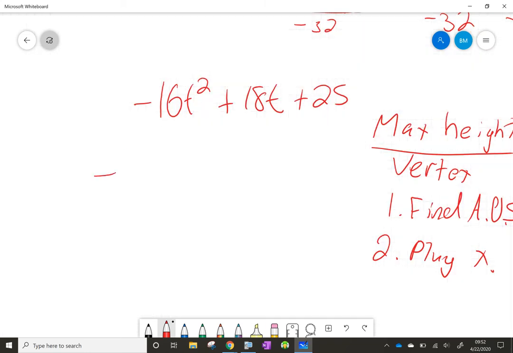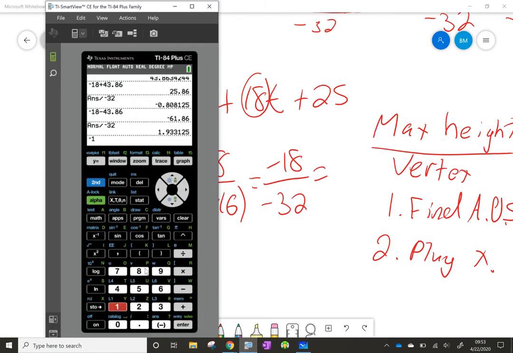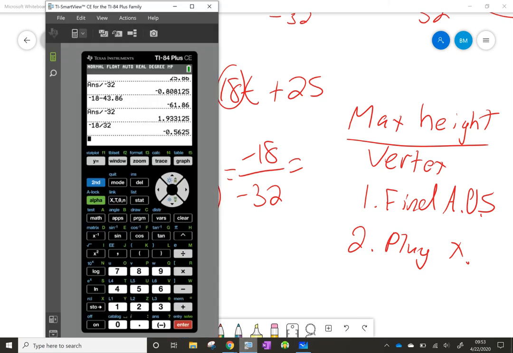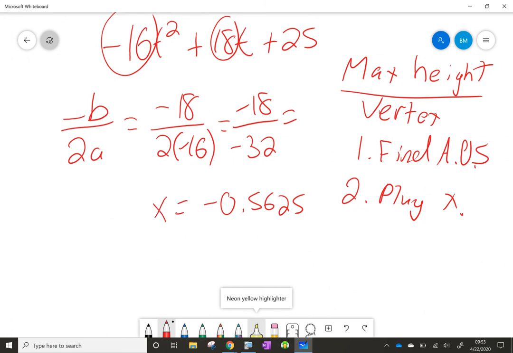The axis of symmetry formula is negative b over 2a. We've already mentioned that b is 18 and a is negative 16. If we plug this in, this would be negative 18 over 2 times negative 16, which means we would have negative 18 over negative 32. If I grab a calculator and work that out, negative 18 divided by negative 32 is 0.5625. So this isn't the final answer. That's just the axis of symmetry. This is the x value.